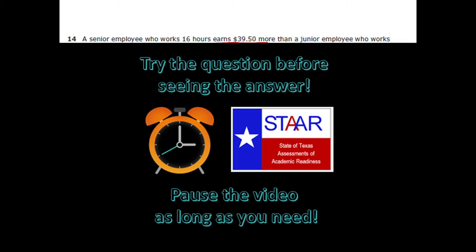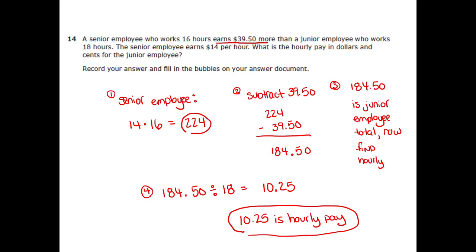Okay, here comes the answer. So for the senior employee, we're supposed to do 14 times 16, which is $224. Then we're going to subtract $39.50 to get $184.50. This is the total for the junior employee. Then we know that he works 18 hours, so we would divide by 18 to get the hourly rate of $10.25.